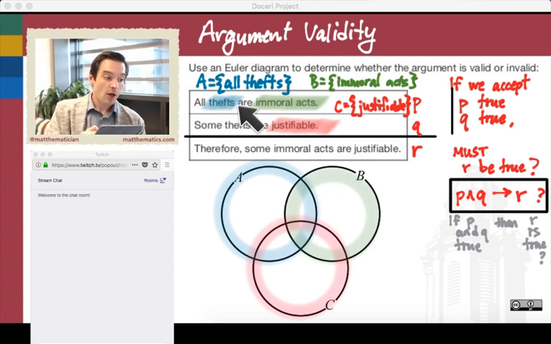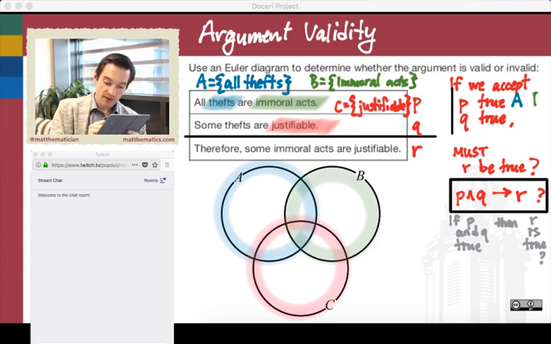Let's grant that all thefts are immoral acts. That means that any element of A, the set of all thefts, is automatically an element of B, the set of immoral acts. So what this first statement, this logical proposition that we call P, is really saying is that A is a subset of B. The set of all thefts is a subset of the set of all immoral acts.